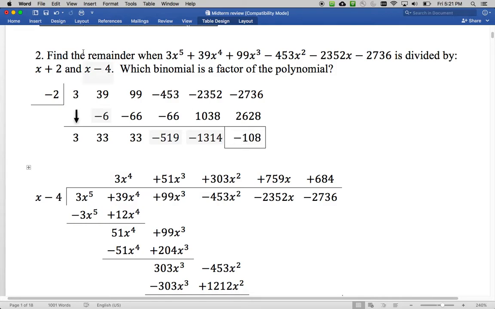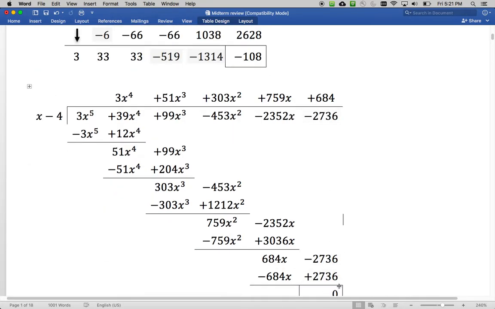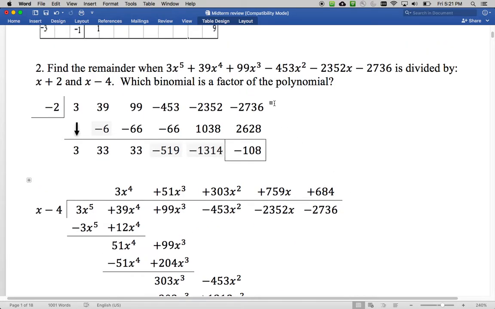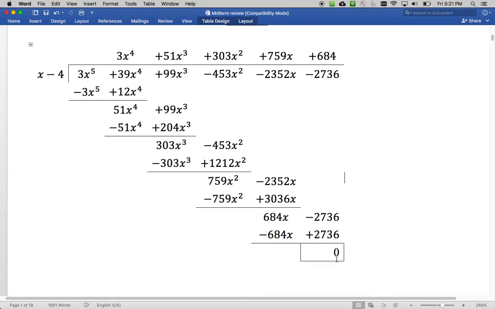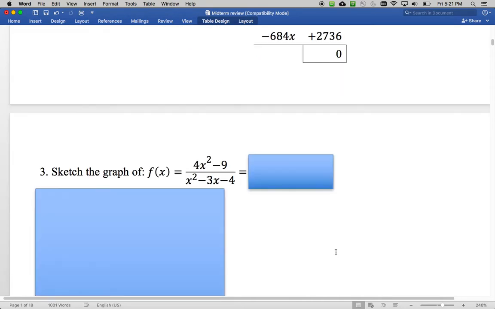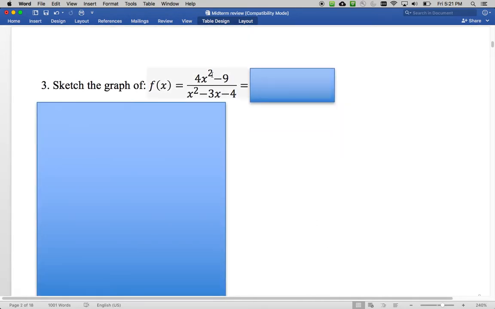Okay, so the first thing you had to do for problem number 2 is to find the remainder. So for here I got a -108. Here my remainder was 0. And then it says which binomial is a factor of the polynomial. So anytime you get a remainder that is not 0, that tells you that that number is not a factor of the polynomial. So this x plus 2 is not a factor, but the x minus 1 is a factor because we got a 0 there. All right, moving on to number 3, sketch the graph of this.